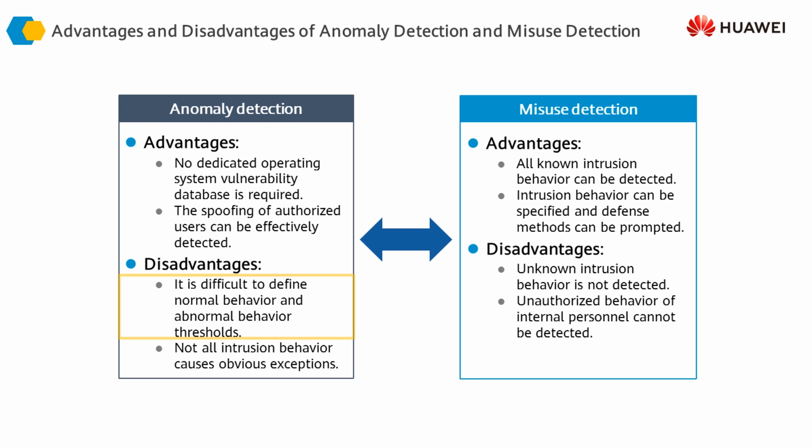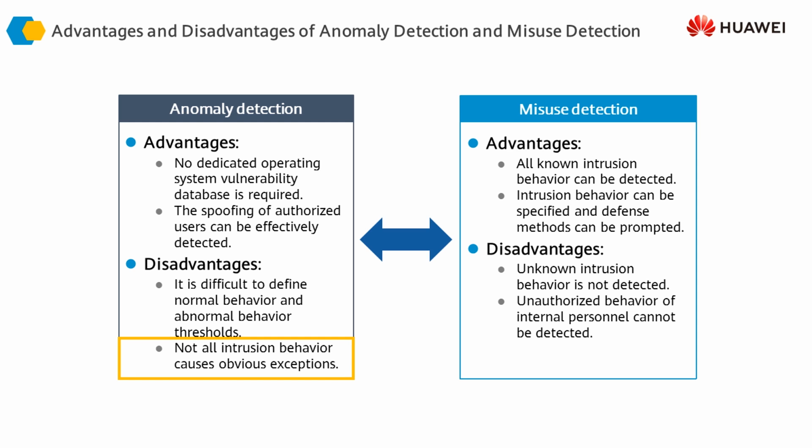However, the disadvantage is that it is difficult to define normal behavior and abnormal behavior thresholds, because the entire anomaly detection is based on comparison between the normal behavior and the abnormal behavior. So it's difficult to exactly define what is normal and what is abnormal, and beyond which point normal ends and abnormal starts. So that threshold is also very tricky to define.